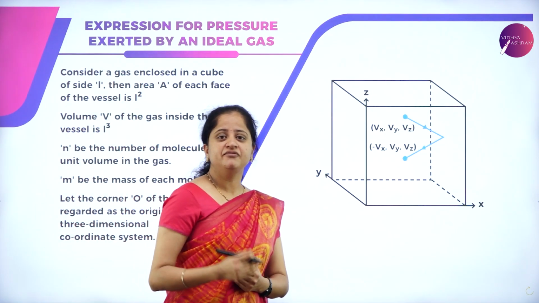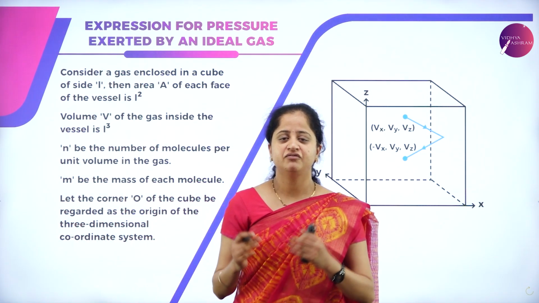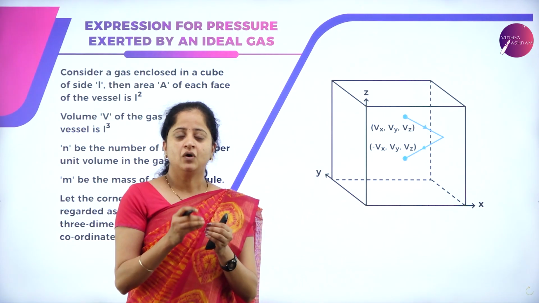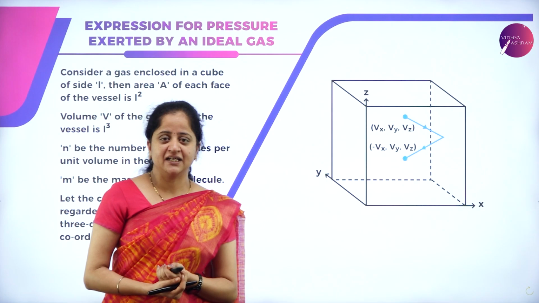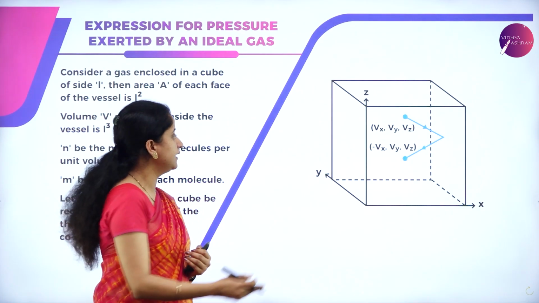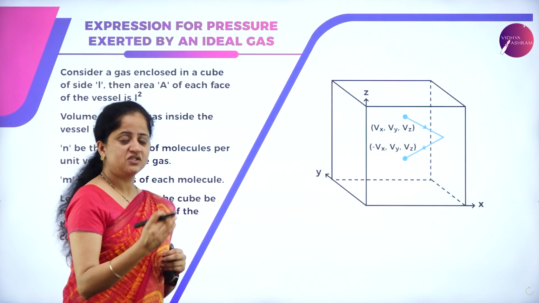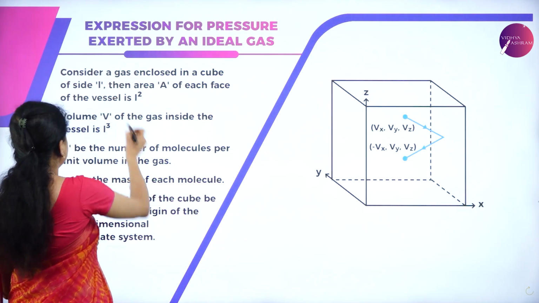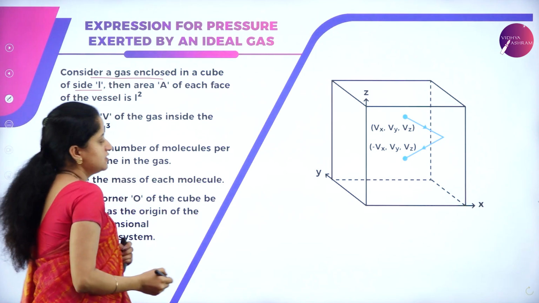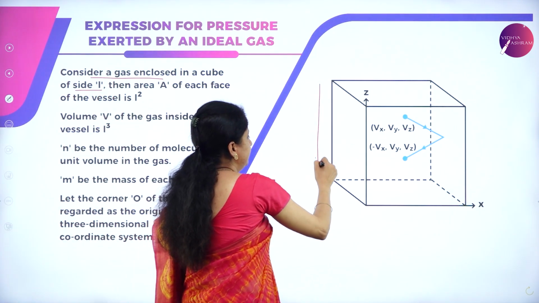So for example, if you take an ideal gas and confine it in a cylinder or in a cubical vessel, what is the pressure exerted by the ideal gas? We are going to find the expression for it. For that, I have considered a cubical vessel. So let us now derive this. Consider a gas enclosed in a cube of side L. So let us consider the side of the cube to be L.